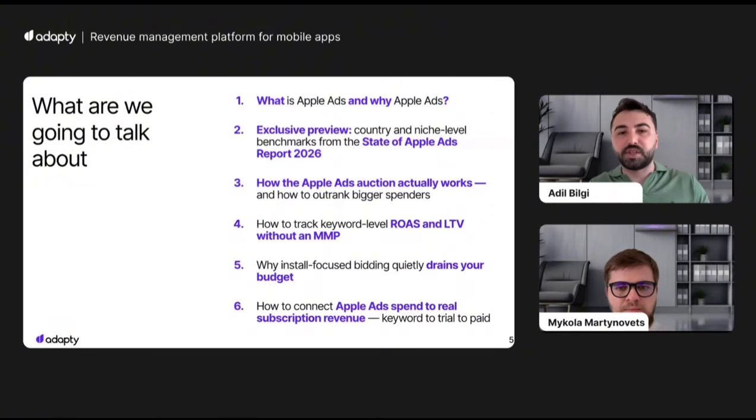Then we will share some benchmarks from our report, data that nobody else is publishing. Then the auction mechanism, how the Apple Ads auction works. We will switch to the MMP cost, and why install-focused bidding is a trap. And finally, we will connect your ad spend to the actual subscription revenue that you gather. So let's go.